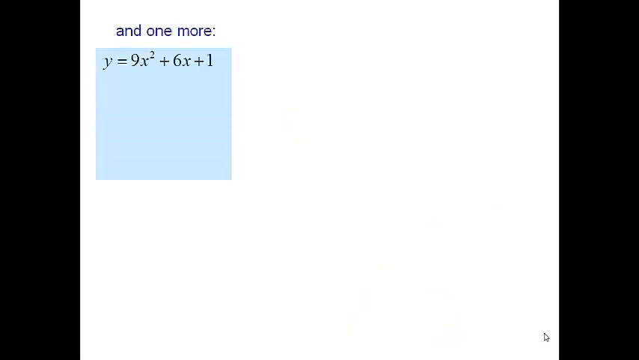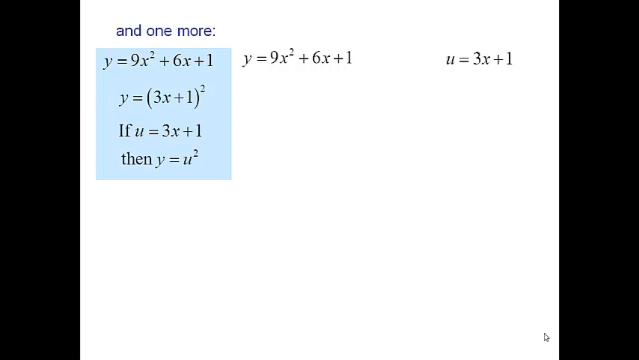So here's one more. y equals 9x squared plus 6x plus 1. So that's our original function. That's the function we want to take the derivative of. We can rewrite that into y equals (3x plus 1) squared. So if u is 3x plus 1, then we can rewrite this as y equals u squared. This is all just simple algebra, just a way of rewriting the function using simple algebra.